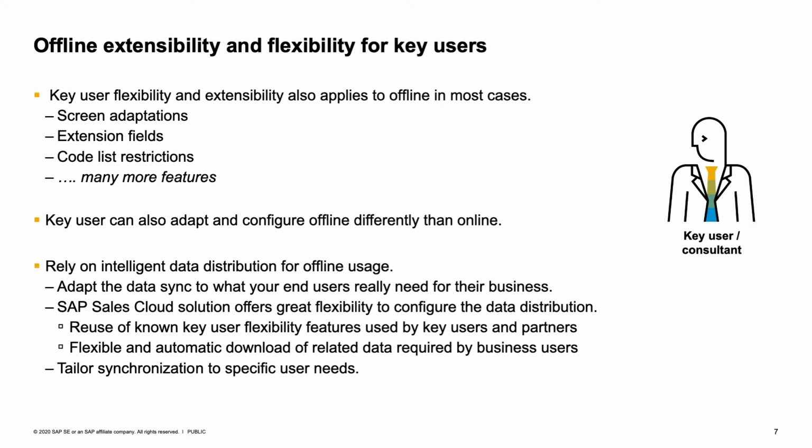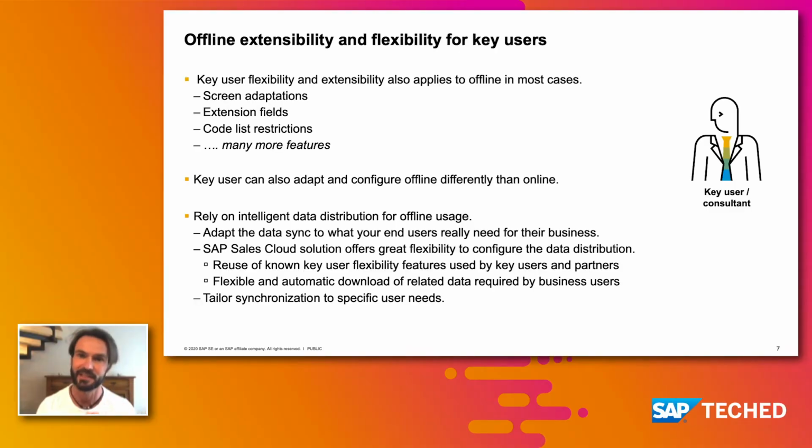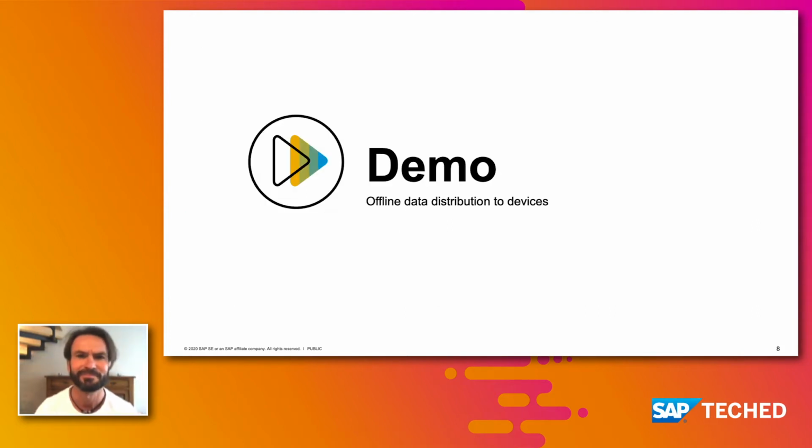And this synchronization must be very user specific because every user has to have the data they actually need on their device, not more. And the good news is that we are offering a really great flexibility for the key user to configure the synchronization, and we will see this in the demo. And the second good news is that we don't introduce now a whole bunch of new tools to do this, but we are reusing the same key user tools that they are already used to, so that you can configure the synchronization. But let's check this in the demo.